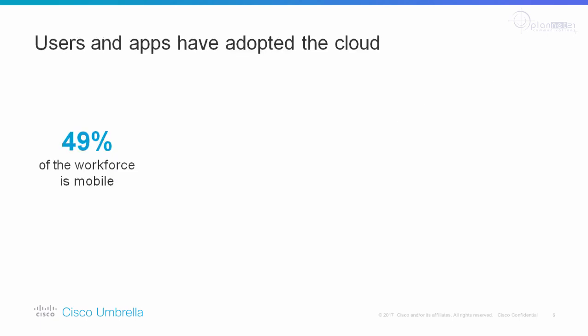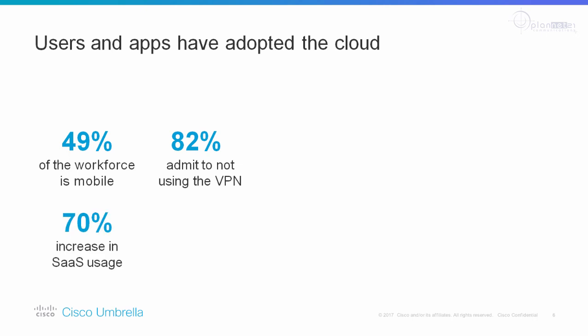In fact, 49% of the workforce is mobile, and in a recent survey, 82% of respondents admitted to not using the VPN all the time. Cloud adoption and software as a service app usage is expected to increase in the next 2 years, and we can expect an increase of up to 70% in usage. 70% of enterprise branch offices report direct internet access.